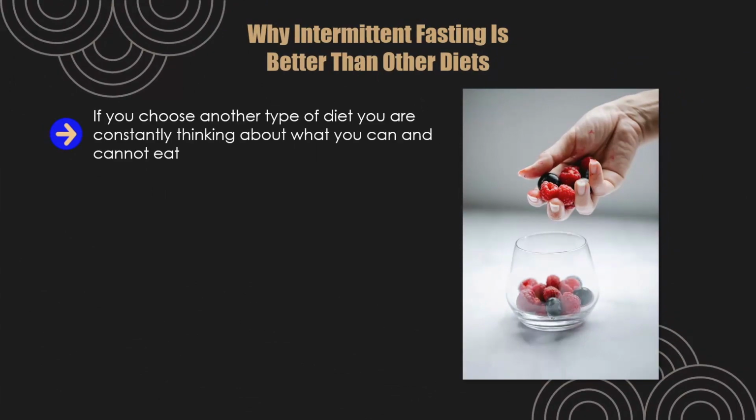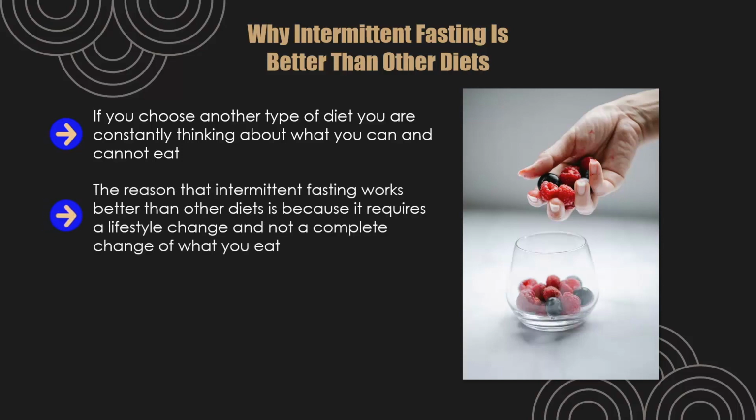If you choose another type of diet, you are constantly thinking about what you can and cannot eat. When people are used to eating whatever they want, it can be extremely difficult for them to change to a strict diet, and most people do not have the necessary willpower to maintain this for very long. The reason that intermittent fasting works better than other diets is because it requires a lifestyle change and not a complete change of what you eat.